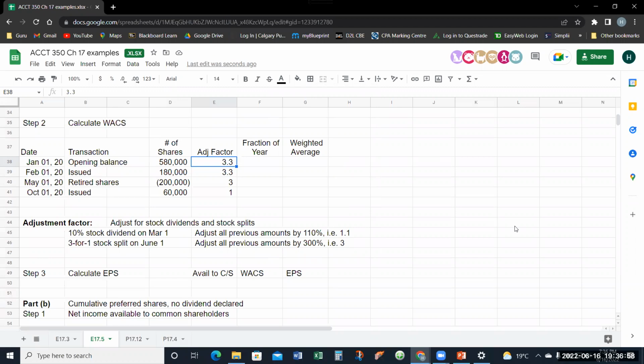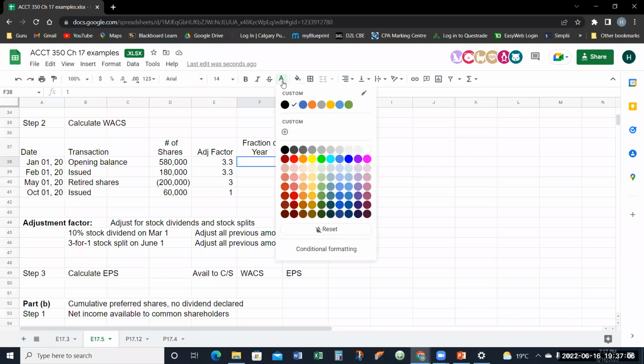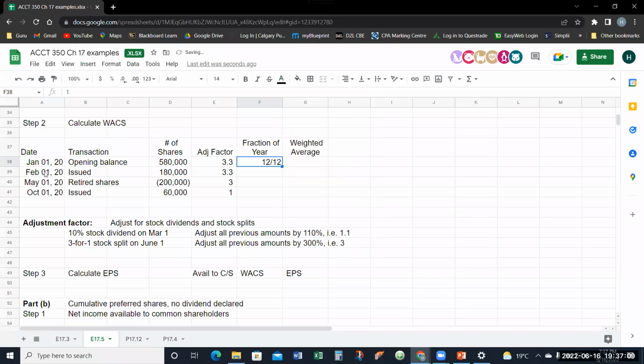Now, the fraction of a year. January 1st, because that's the beginning of the year, was outstanding for a full year, so 12 out of 12 months. The February 1st transaction is outstanding for 11 months, so 11 over 12, or 0.9111, whatever that works out to. Retired shares, that happened on May 1st, so 8 months out of 12. And then October 1st, that's October, November, December, 3 out of 12 months.